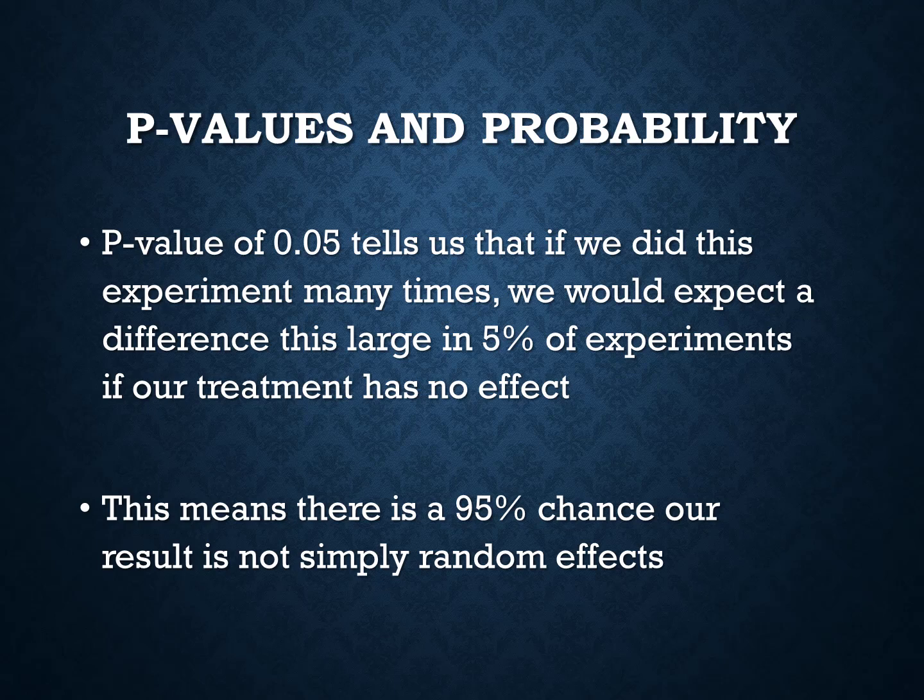In order to understand the problem, let's first remind ourselves about the meaning of p-values. A p-value of 0.05 tells us that if we ran an experiment many times, we would expect a difference this large between the control and the treatment in 5% of experiments, even if our treatment actually had no effect. This means that there's a 95% chance any result is not simply random chance.